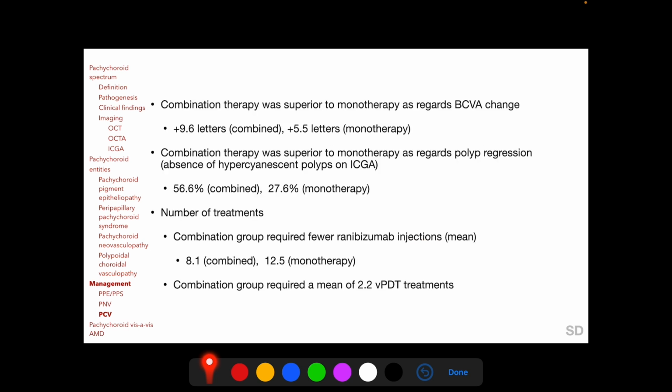And the EVEREST II trial showed that combination therapy was superior to monotherapy as regards BCVA change, and combination therapy was also superior to monotherapy as regards polyp regression, which was defined as absence of hypercyanescent polyps on indocyanine green angiography. And the combination group also required fewer ranibizumab injections and required a mean of 2.2 verteporfin PDT treatments over the 24 months.